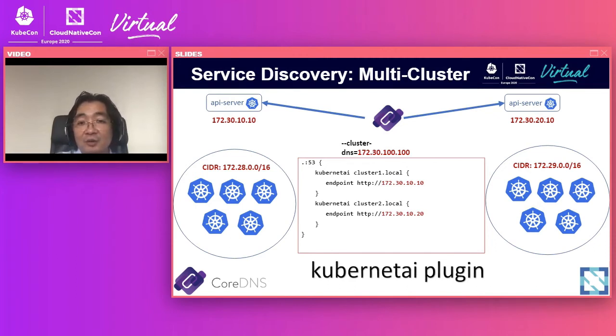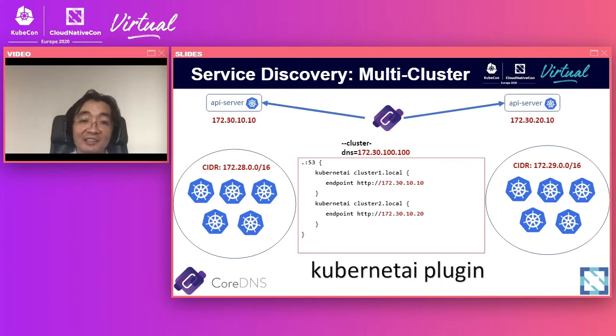In this example, as you can see, you actually have two clusters. One cluster has API server 172.30.10.10. Another cluster has API server 172.30.20.10. You specify the plugin twice. For the first cluster, you assign a domain name of cluster1.local. For the second cluster, you assign a domain name of cluster2.local. With that simple Corefile, you achieve the goal of allowing your services to talk to each other.